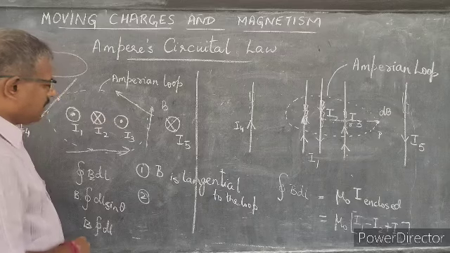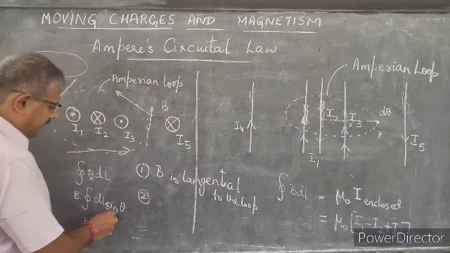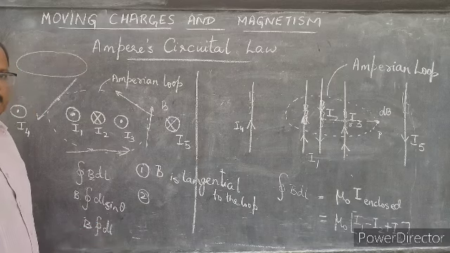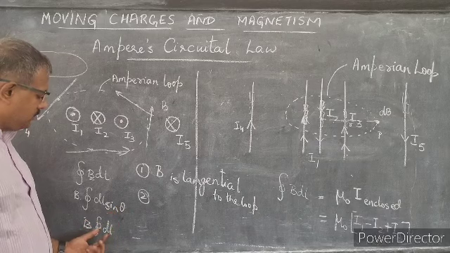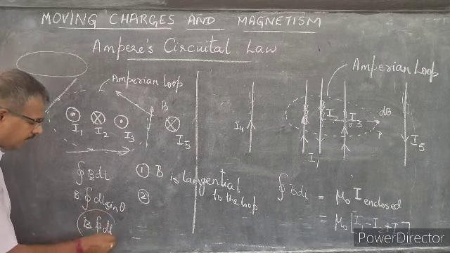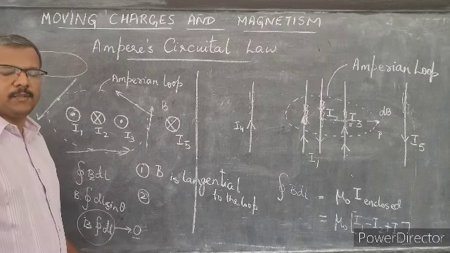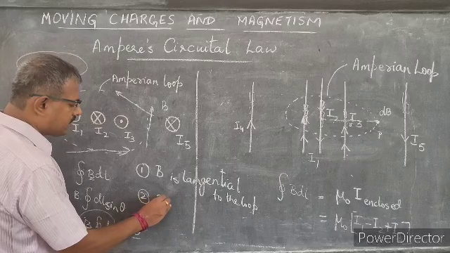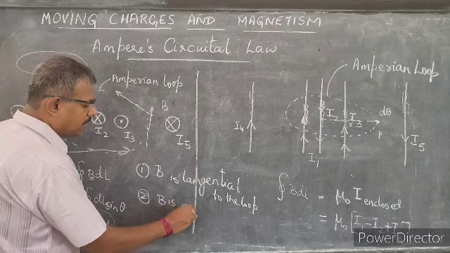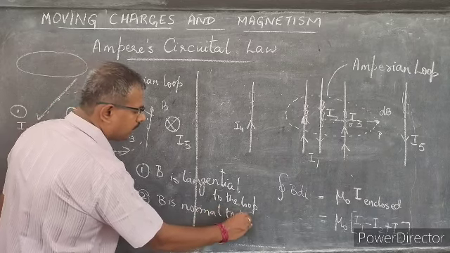In which case, now my theta reduces to 0. So my sine theta, or sine 0, reduces to 0. So this entire term tends to 0. So the net magnetic field in the second assumption, when B is normal to the loop, becomes 0.